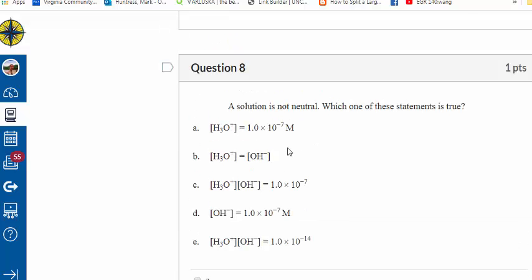Right, a solution is not neutral. Let me just point to this bottom one here. This should be a familiar equation from your acid-base flowchart. And this works for any concentration of hydronium or hydroxide. As one goes up, the other goes down. So this is true for acids, bases, and neutral solutions.